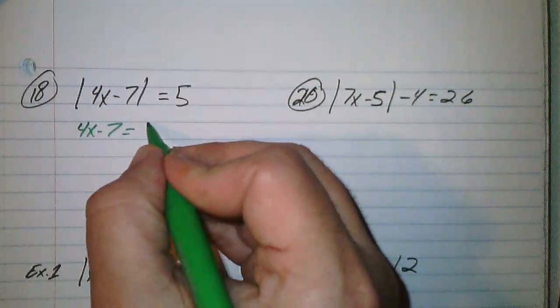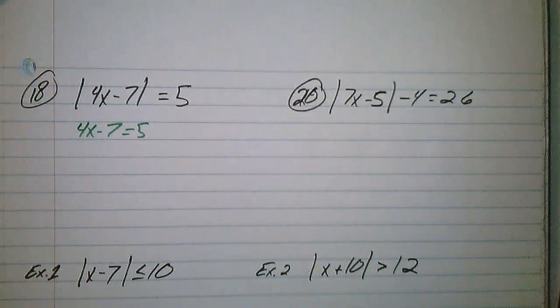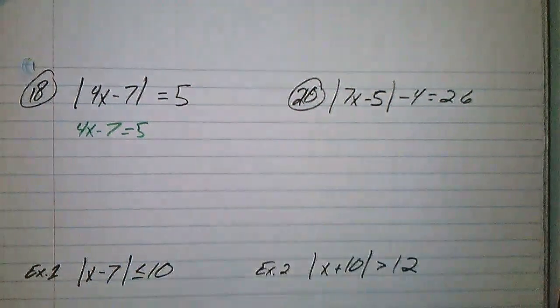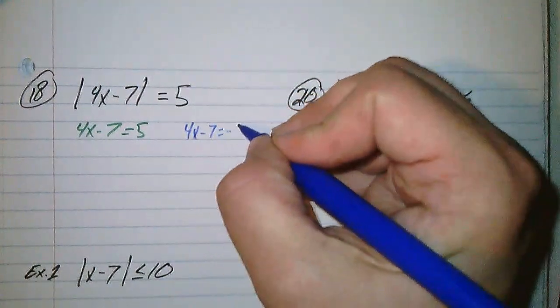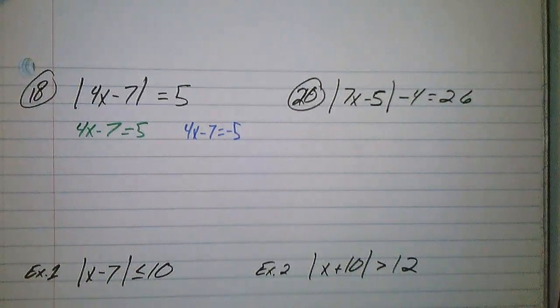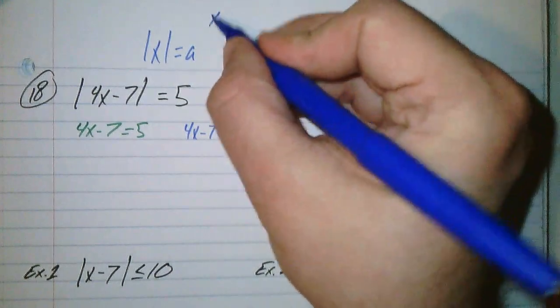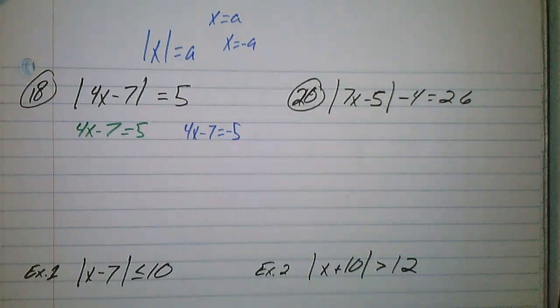take what we see in the absolute value bars. Once the absolute value is isolated, which it is on number 18, set it equal to the positive version of the right side, and set it equal to the negative version. On your note card, you could put something like the absolute value of x equals a becomes x equals a and x equals negative a, and then just work it out.